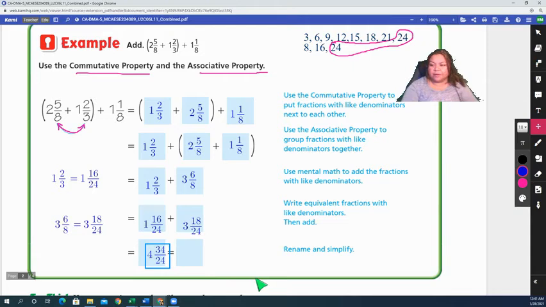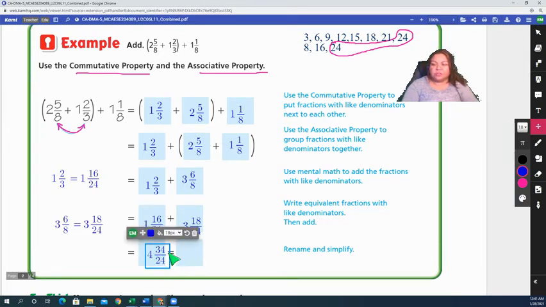Now, do we stop here? This is where you need to check, okay? You cannot leave an answer with a fraction that is greater than 1. Why do I know that this fraction is greater than 1? Because my numerator is bigger than my denominator. Your numerator should be smaller than your denominator. If it's 1 or greater, you have to rename it so that you write it as a whole number.